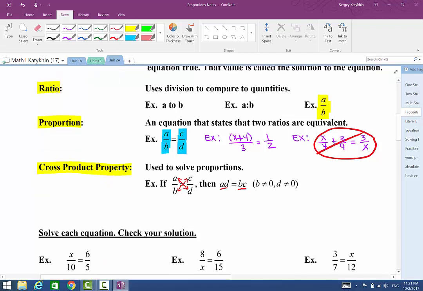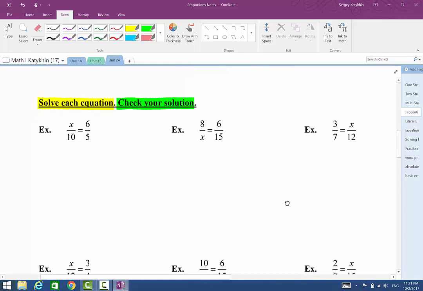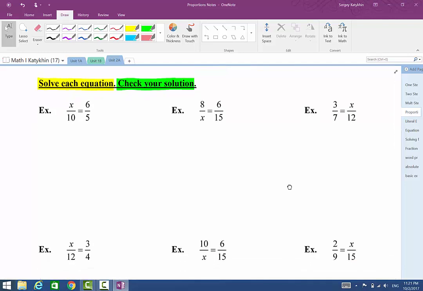Well, let's go ahead and take a look at this. The first thing they are asking us to do is solve each equation, and then they want us to check our solution. Those are going to be key things that we do when we are working on proportions. I'm going to do 3 examples. Then the sub will pause the video and you can work on the 3 examples from there on. And then we'll show the answers to those 3 examples. Let's start with the first one.